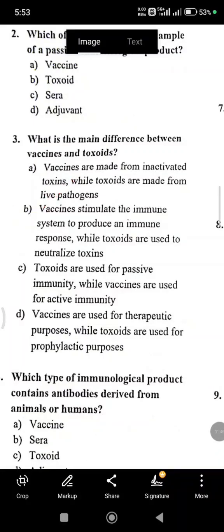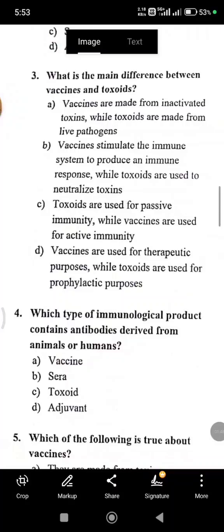Let's go to question number 4. Which type of immunological product contains antibodies derived from animals or humans? Option A vaccine, option B sera, option C toxoid, option D adjuvant. That is option B, sera.